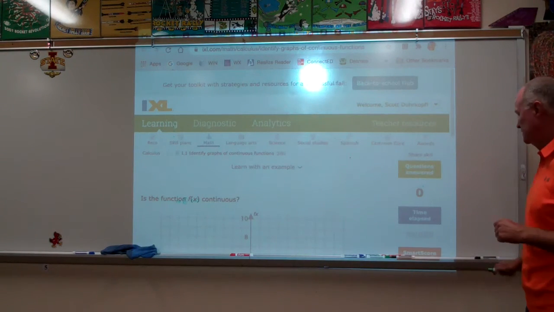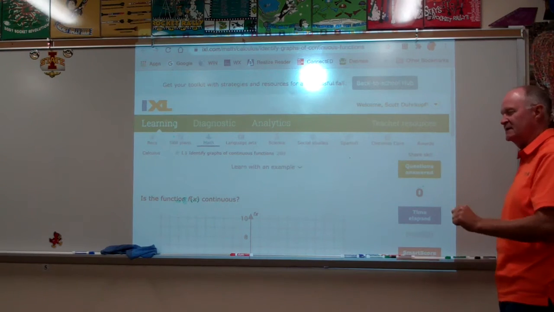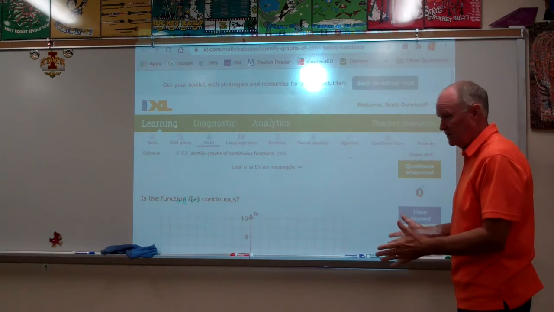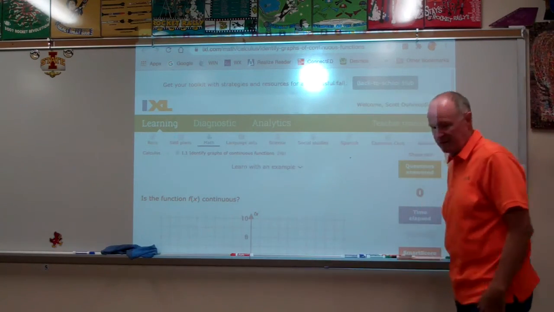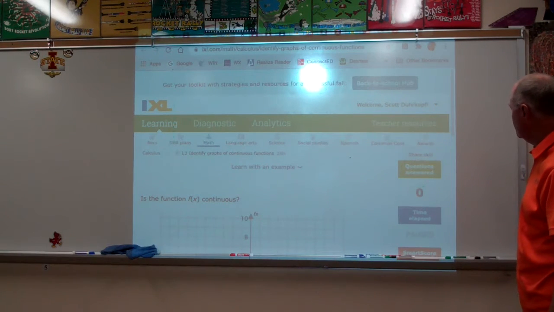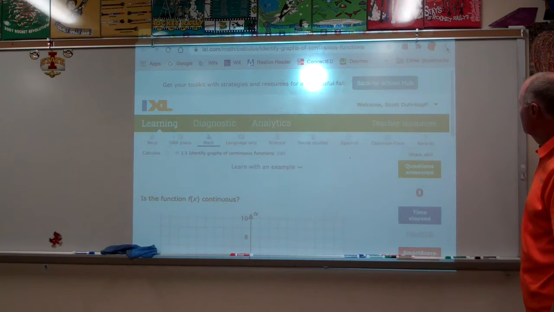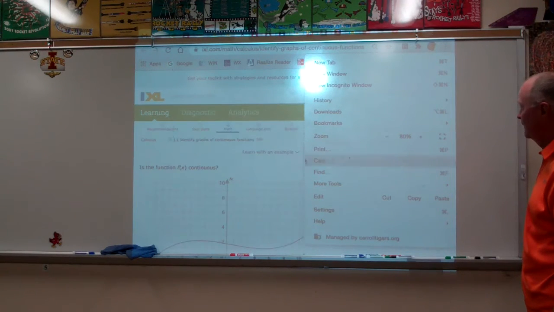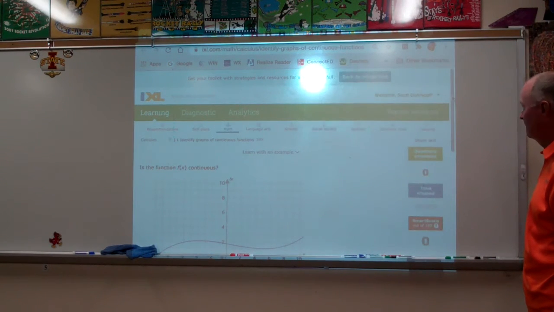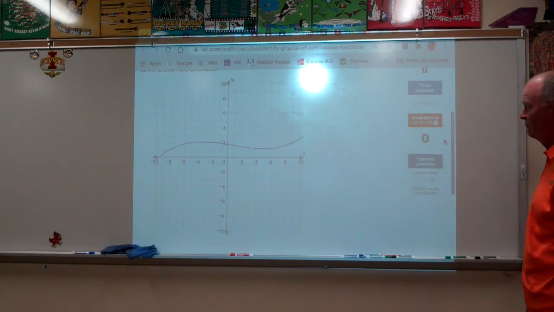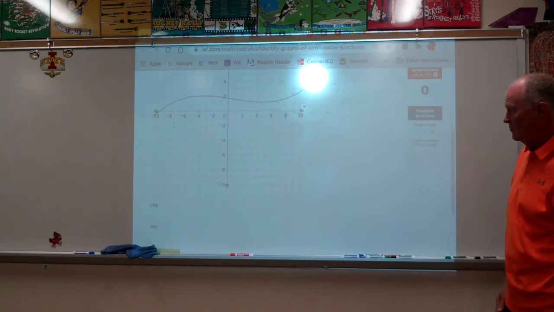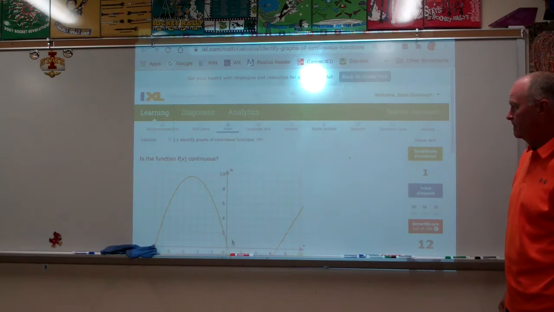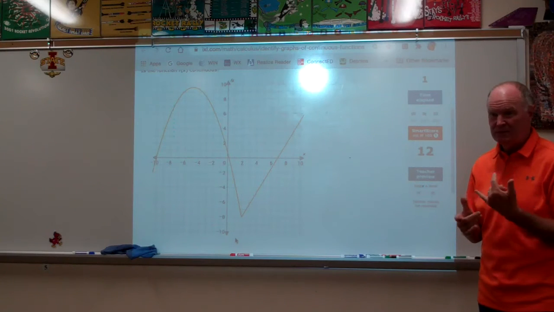Now I'm going to show you all three of the IXLs so that you can go at your own pace and see what happens. And they're really all graphically pretty much the same. They're going to start out with just a yes or no question. Is that thing continuous? And all you got to do is answer yes or no. Can you pick up your pencil? What are you looking for? Open dots or breaks in the action?